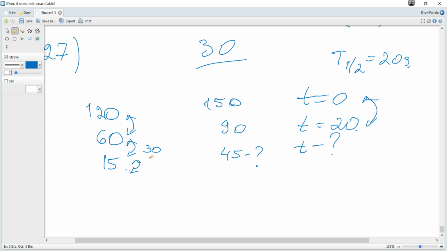So it's one half-life, 20 seconds, 20 seconds to get 30, and then plus 20 to get 15, or 1, 2, 3 half-lives. So it's 60 seconds. 27, C, correct.